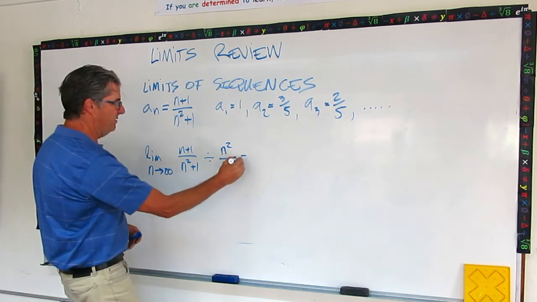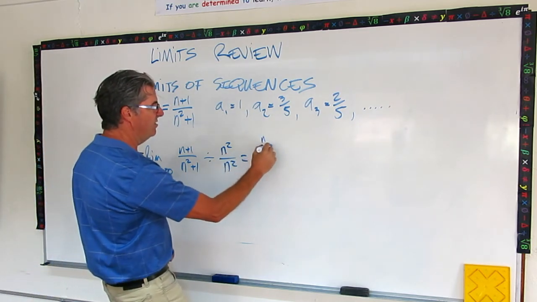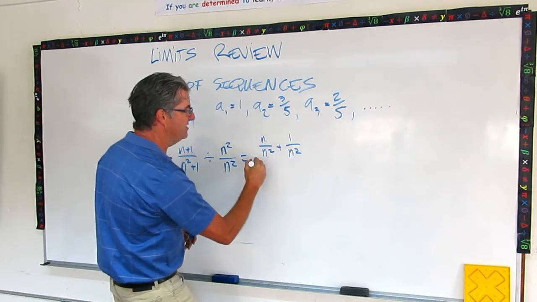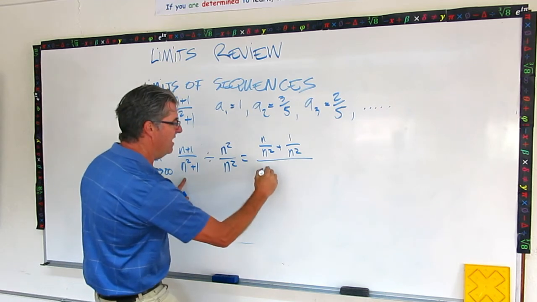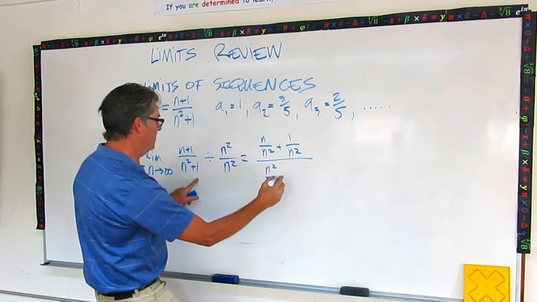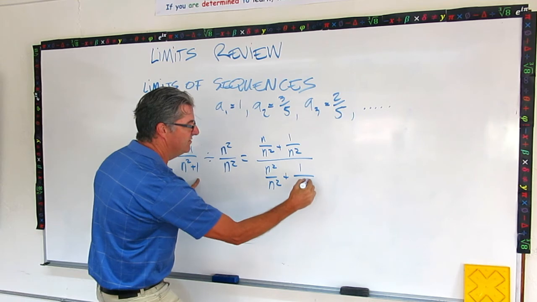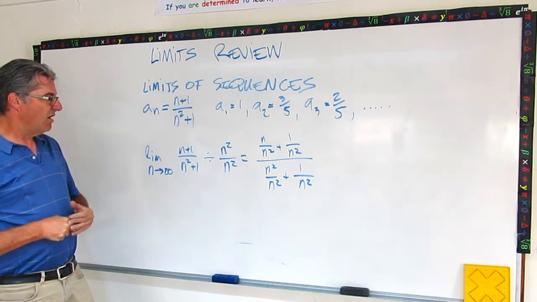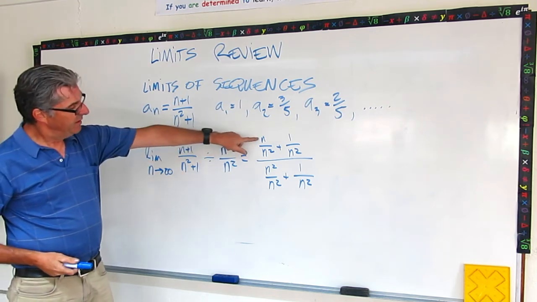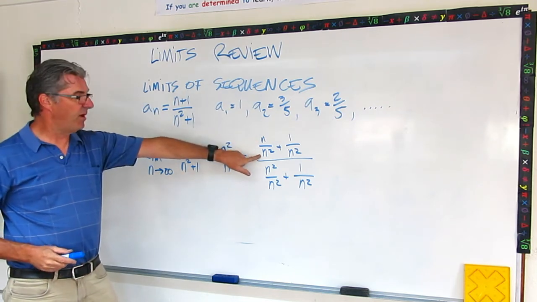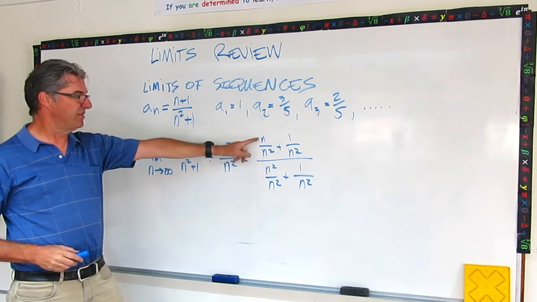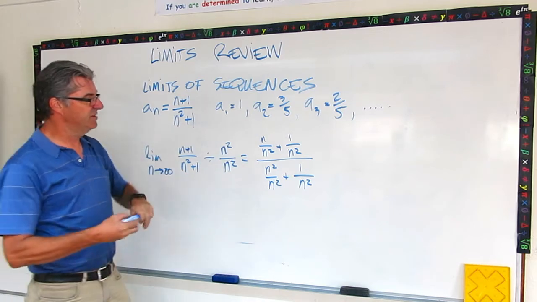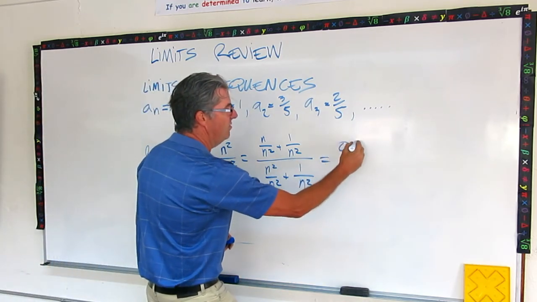Now I'm going to write that big, ugly looking fraction. I have n over n squared plus 1 over n squared. That's the top. My bottom is going to be n squared over n squared plus 1 over n squared. So now I can look at each of these fractions and figure out what's going to happen. So n over n squared. The bottom is going to grow much, much faster than the top. So as we approach infinity, this one's going to go to 0. So this is going to be 0 plus.